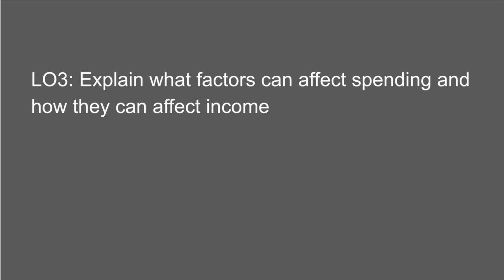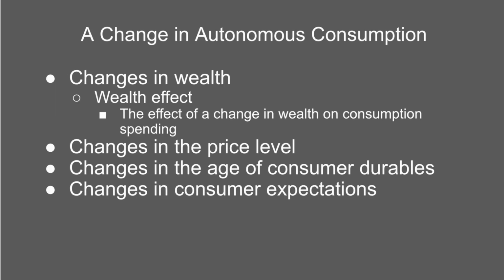In the third learning objective, we explain what factors can affect consumer spending and government spending and firm spending and how that can affect income. First of all, we talk about changes in autonomous spending. And remember, autonomous spending is stuff that we spend regardless of our income. But if you think about it, if our wealth goes up, we make more money, we win the lottery, these sorts of things, we're probably going to buy more expensive stuff. Bigger house, more expensive car, these sorts of things. This is really defined as what's called the wealth effect, the effect of the change in wealth on consumption spending. We're just simply going to buy more.